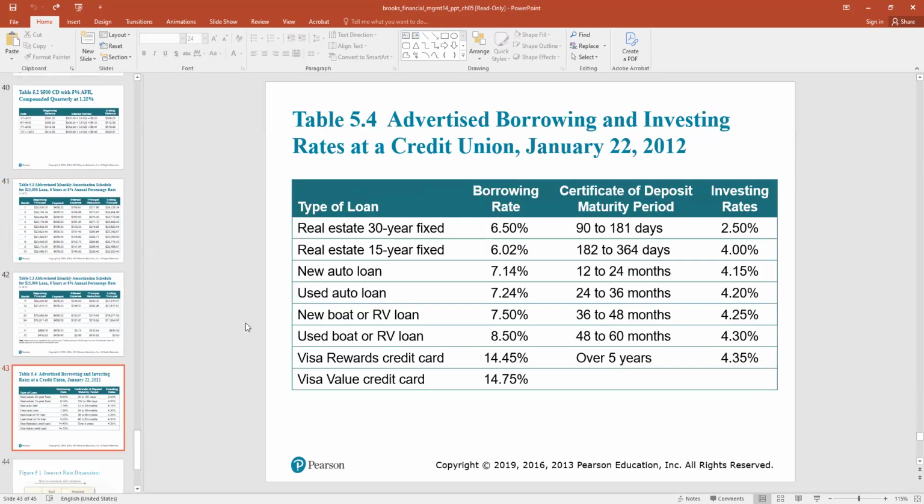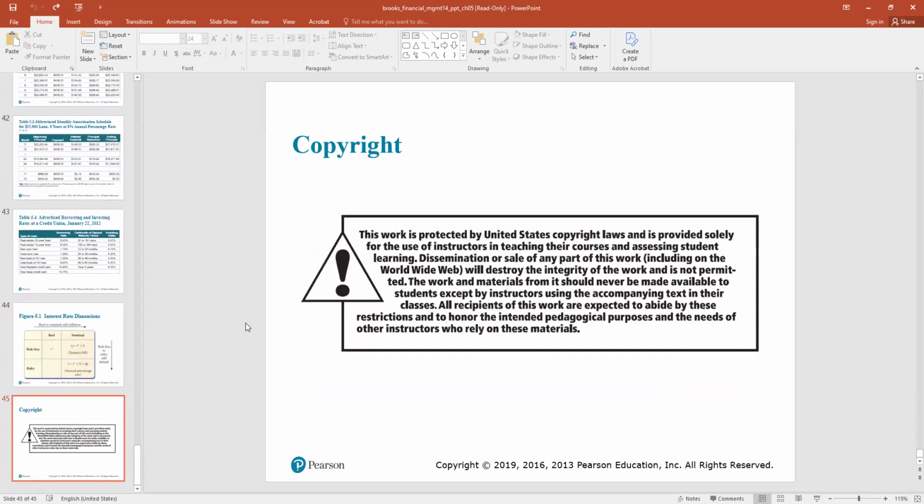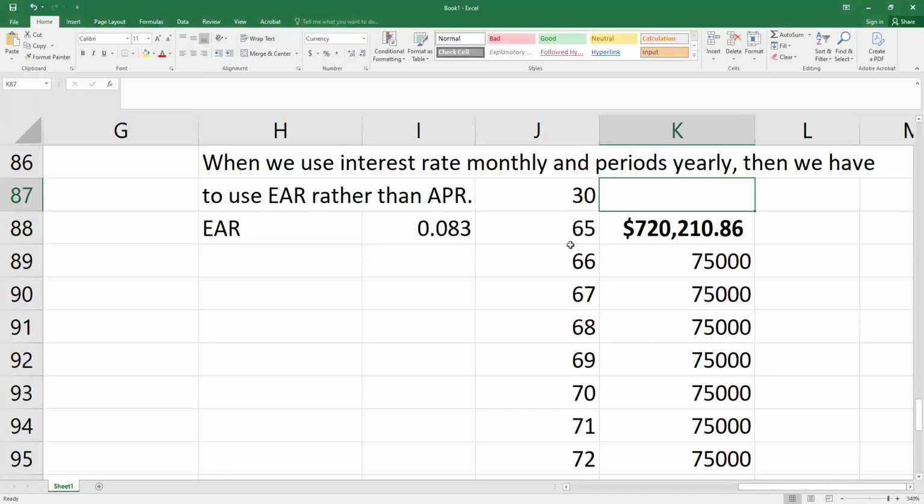And that's all for this chapter. We are done with the chapter 5. Tomorrow we're gonna practice this chapter more. And in that way, we will finalize this chapter. And the next week, we will start a new chapter, which is the bond valuation.